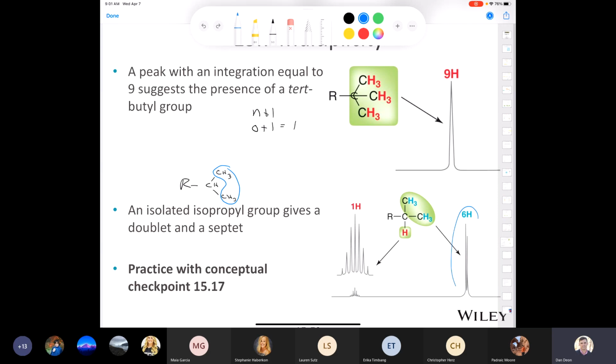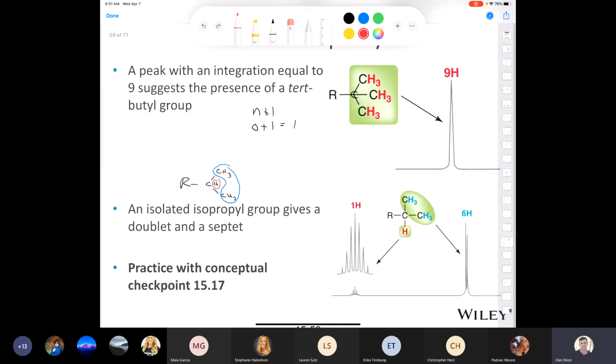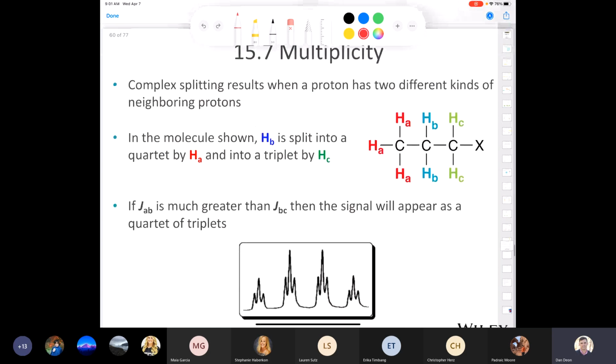So if you see a doublet that integrates for 6 protons, and you see the 1 proton here, this methine proton, is split by all 6 of these. 6 + 1 is 7. So if you see a septet that integrates for 1 proton and a doublet that integrates for 6 protons, you've probably got an isopropyl group.